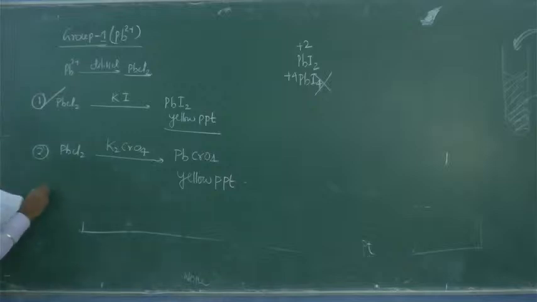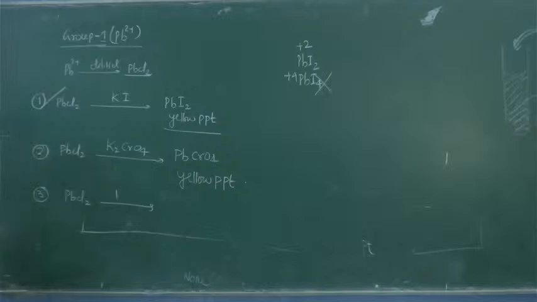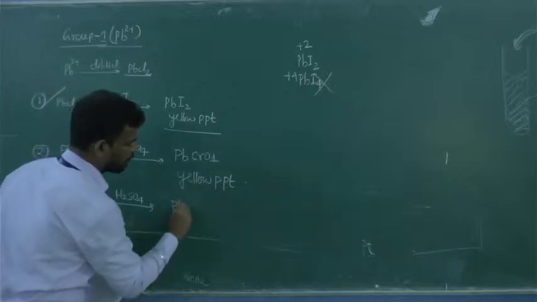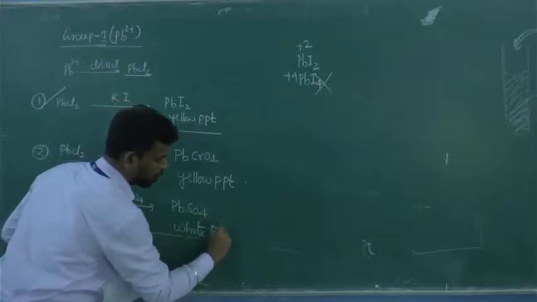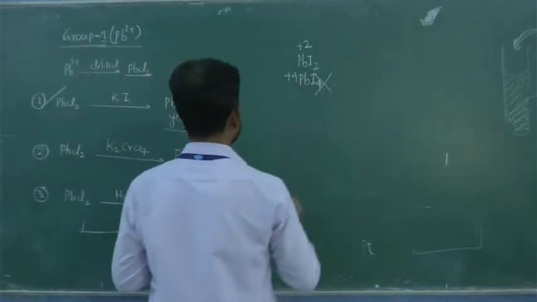Third reaction. You take lead chloride and treat it with sulfuric acid. So what will you get? You will get lead sulfate, which is a white precipitate. So these are the tests you have to do. First, treat with KI, second potassium chromate, third sulfuric acid. Is it clear?